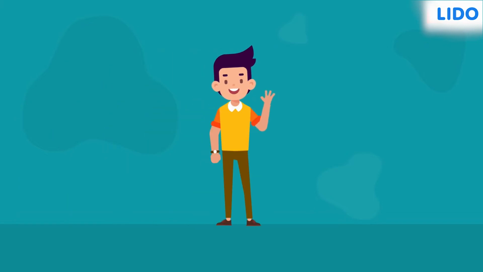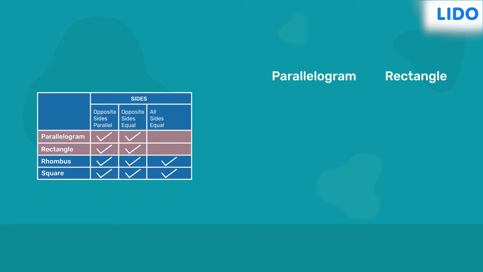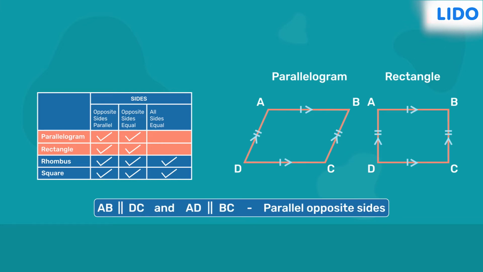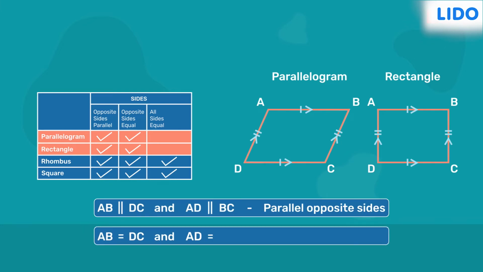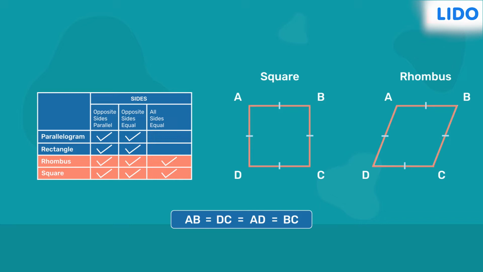Hey guys, out of his love for geometry, Rohan made this table for the properties of quadrilaterals. Quadrilaterals are made up of three components: sides, angles and diagonals. Let's begin with sides. From the table, we can tell that opposite sides in parallelograms and rectangles are parallel and equal. Speaking of parallel and equal opposite sides, rhombuses and squares have all sides equal.